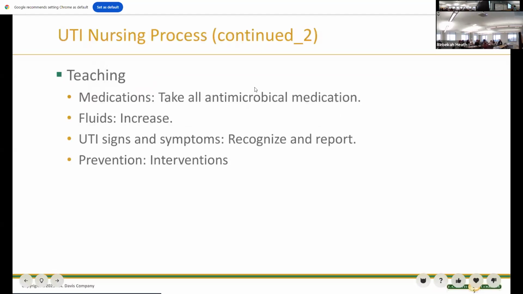So teaching antimicrobials. We take it until we start feeling better, or right, all the medicine, right? We hammer that. You'd be so surprised at how many people are like, I felt better. You're like, oh no. No, all of it. We want to increase their fluids. We also want to teach them what are signs and symptoms, right? To us, it might seem common sense. Well, of course, if it's burning while you're going to the bathroom or if you have pain, of course, that's probably a sign and symptom. But not everybody, that doesn't always make sense to them. So we want to make sure they understand these are signs and symptoms of urinary tract infection. Make sure you report this if you start having them.